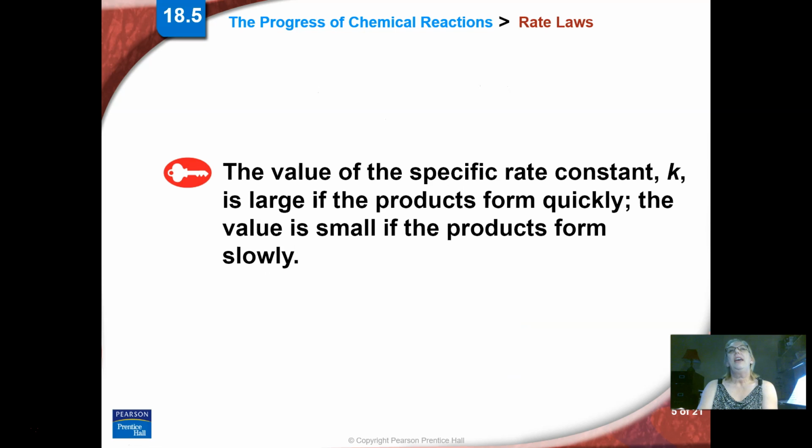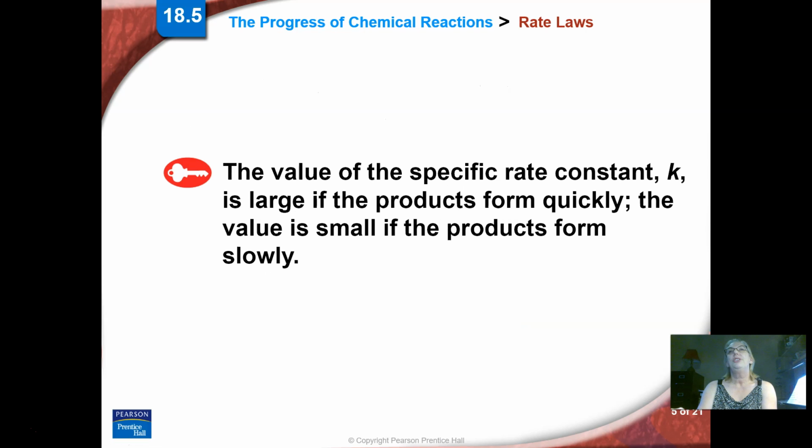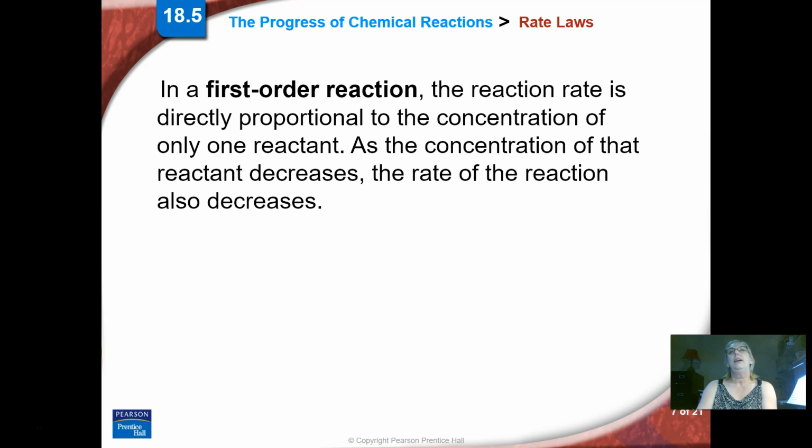The value of K is large if the products form quickly. The value is small if the products form slowly. So this K value gives you an idea of the rate of a chemical reaction. If it's large, you have lots of products. If it's small, you don't have very many products; it forms very slowly. So large K, quick; small K, slow. If you know that, that's about all I need you to know.